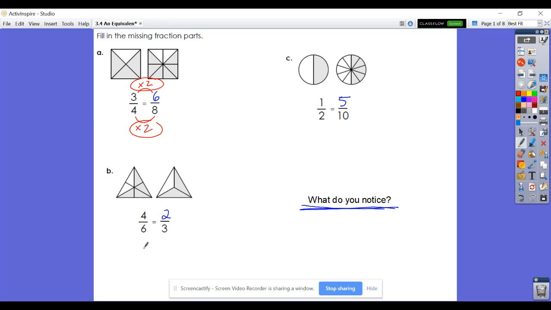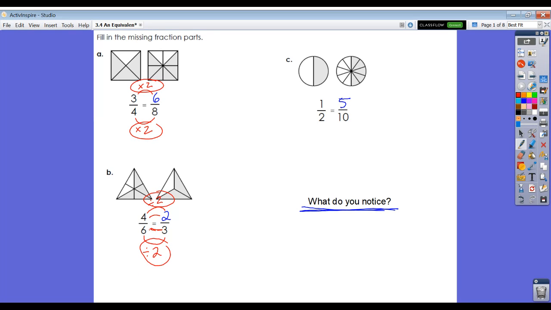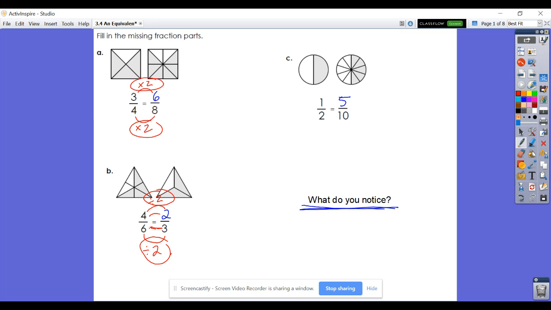Okay, so in letter B, well, this one goes the opposite way. So in this one, it was that 6 divided by 2 would equal 3, and 4 divided by 2 would equal 2. So that was, instead of multiplication, division. Remember, multiplication and division are inverse operations, meaning one undoes the other. So if we had read it this way, this would be 2 times 2 equals 4, 3 times 2 equals 6, right? It just depends on which way we look at it. And so interesting, we divided by the same thing in the numerator and denominator.